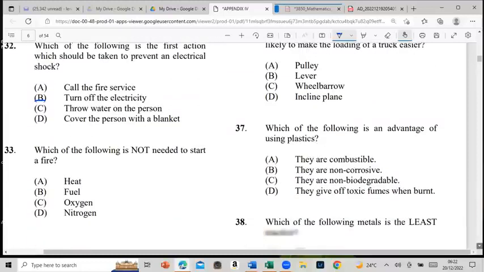33. Which of the following is not needed to start a fire? Notice the word not. Is it heat, fuel, oxygen, or nitrogen? And that would be nitrogen.